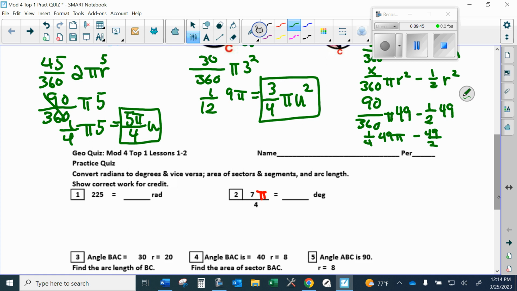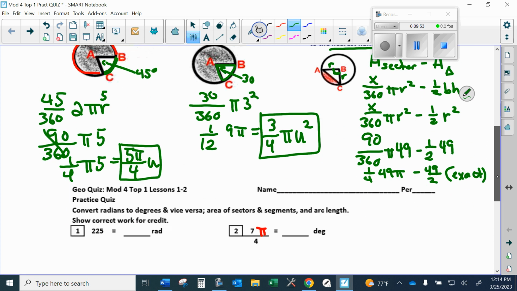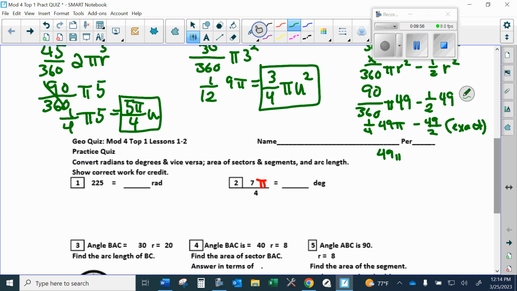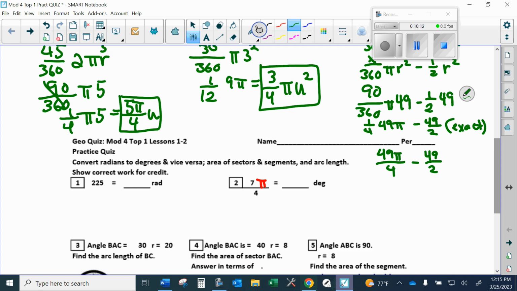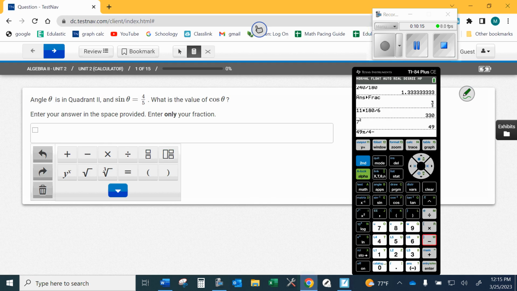This would be the exact answer. Okay, and you can put 49 pi over 4. But they didn't ask for that. They asked for the nearest hundredth. So now we need to put that in the calculator. So I'm going to put in 49 pi divided by 4 minus 49 halves, or 24.5. So 49 pi right there divided by 4. That's what it was, right? Yes. Minus 49 halves equals 13.98. We're going to the nearest hundredth.